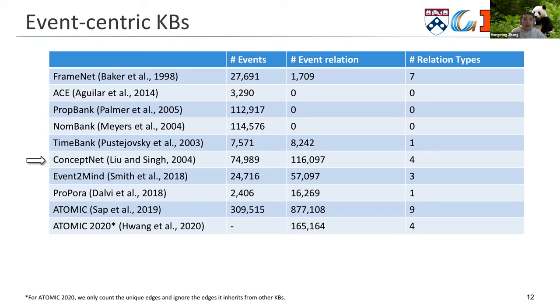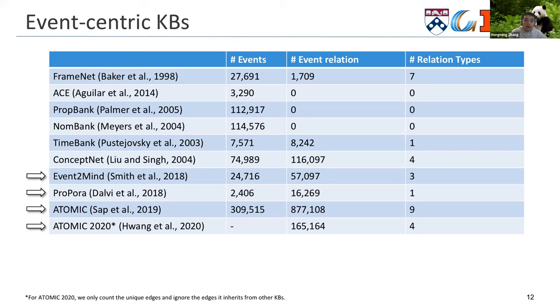A more popular one is ConceptNet. Even though the original design purpose of ConceptNet is common sense rather than just events, it does contain four event-relevant relations like HasPrerequisite, HasSubevent, HasFirstSubevent and HasLastSubevent. Besides ConceptNet, several other popular crowdsourced event bases are Event2Mind, ProPara, and ATOMIC. They often focus on specific relations between events. For example, ProPara focuses on scientific processes, while ATOMIC focuses on if-then human-defined relations between daily events.